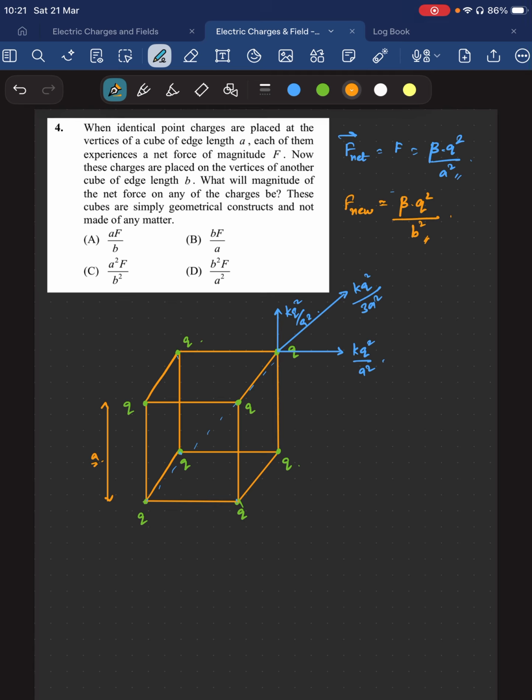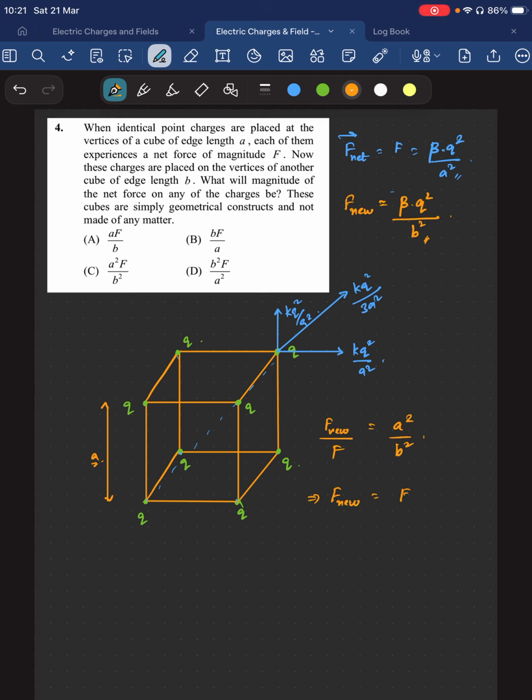Now it's just a matter of comparing this new force with this old force. So what will the new force divided by the old force be equal to? Beta gets cancelled, Q squared gets cancelled. The only thing we're left with is A squared divided by B squared. So from this, we get the new force to be equal to F into A squared by B squared.